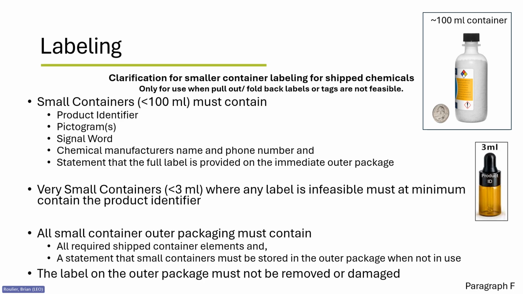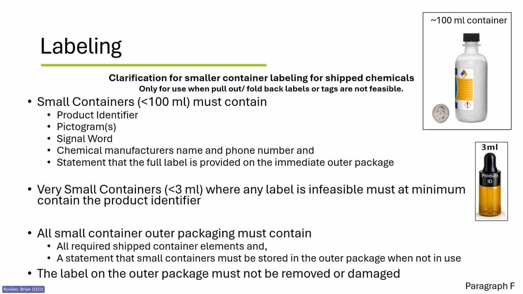The labeling requirement for small and very small containers, those with the capacity less than 100 milliliters and 3 milliliters, have also been updated in this revision. These updates apply to containers where the manufacturer determines that a pull-out or fold-out label are infeasible due to size. For containers with a capacity of less than 100 milliliters, the label must identify the product identifier, pictograms, signal word, chemical manufacturer phone number, and a statement that the full label is provided on the container's outside packaging.